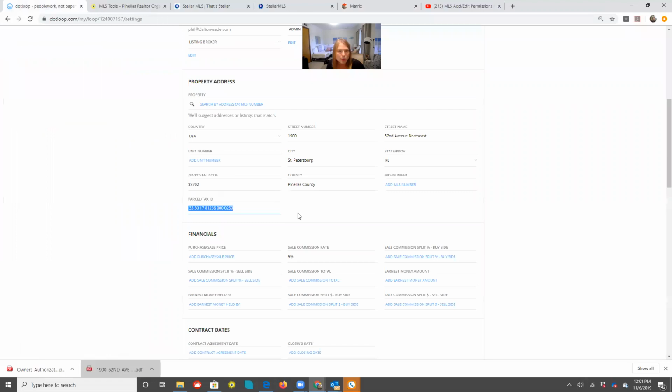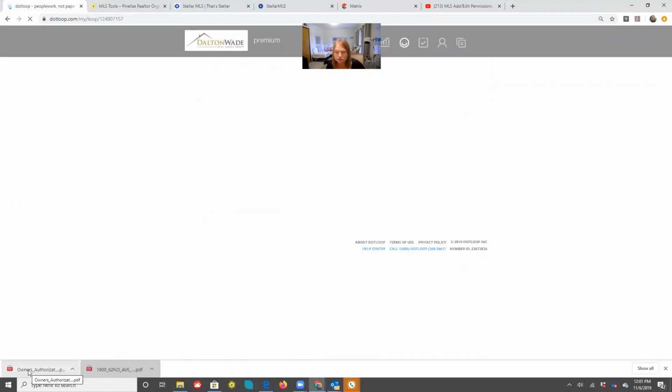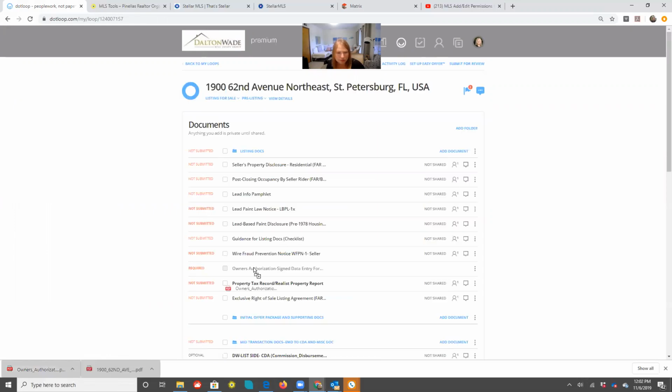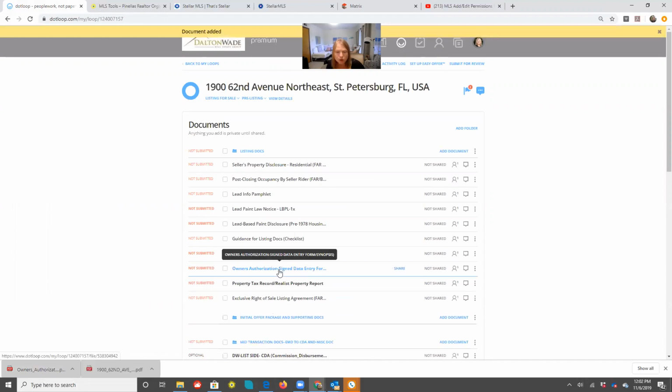And in dotloop, you are going to upload that to your loop right here. And then you're going to set that up for signature for them just by opening it up.